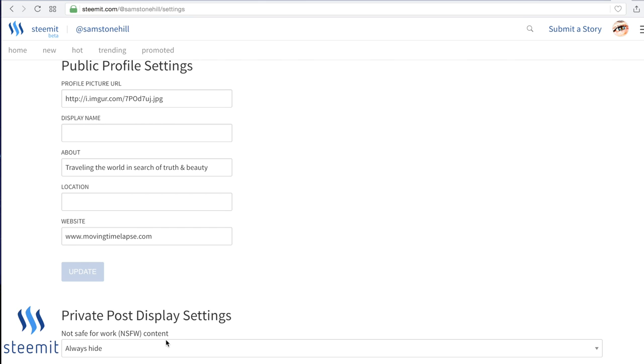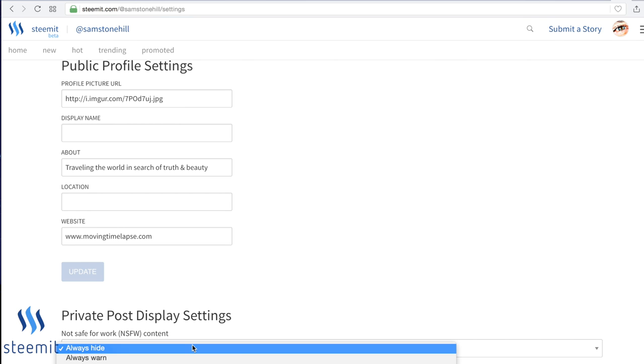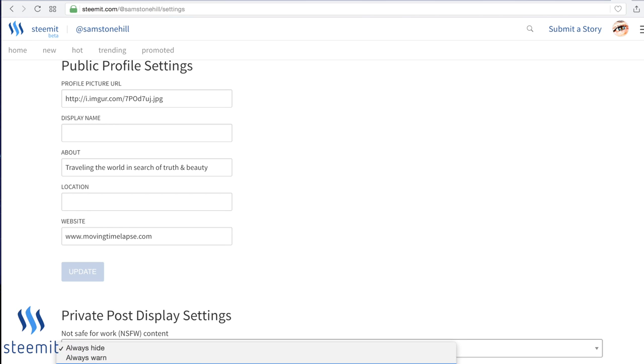Not suitable for work. So when you make anything with tits or ass in it, you have to put NSFW in the title, not suitable for work. And then you've got the option to always hide posts that are NSFW, always warn you or always show. I go with always show.